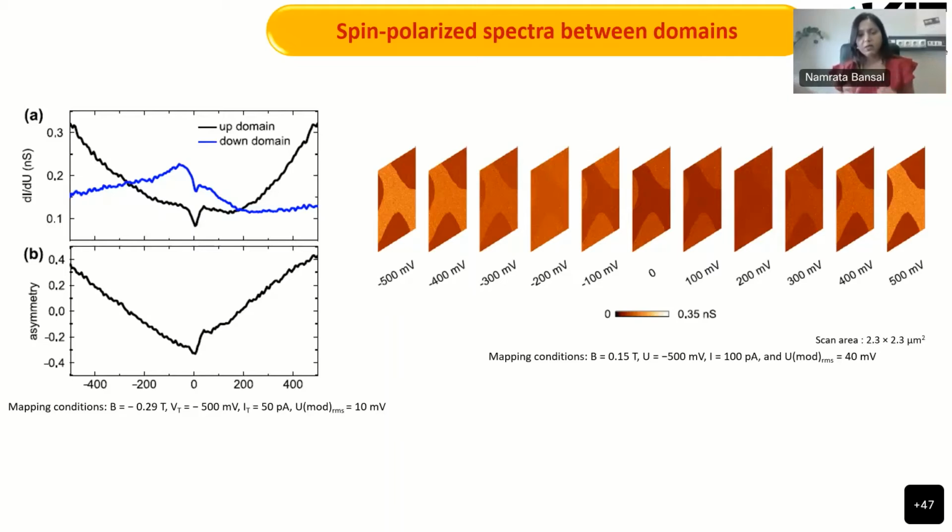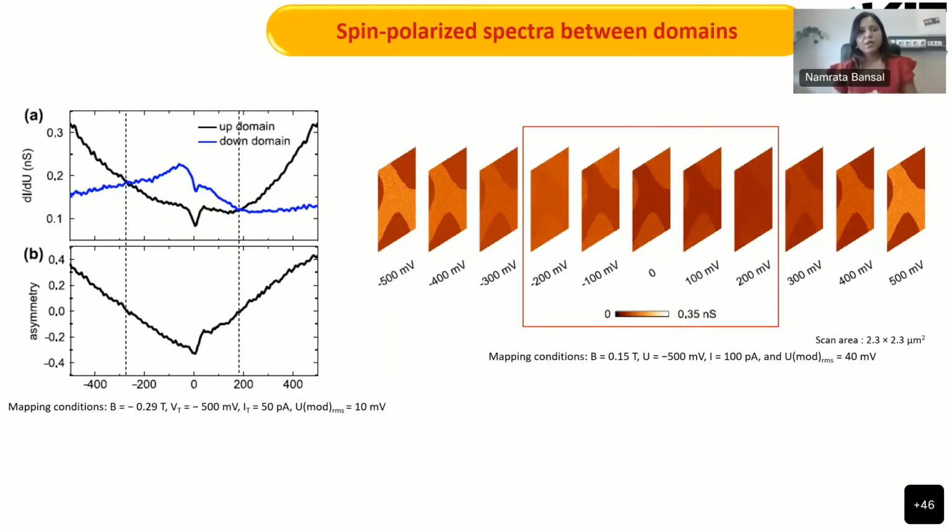is almost similar. Now, if we go towards the lower bias values, we observe that this magnetic contrast is decreasing, and at minus 200 millivolts, it starts reversing its contrast from dark to light, which is in good agreement with what we have found in our spin polarized spectroscopy.